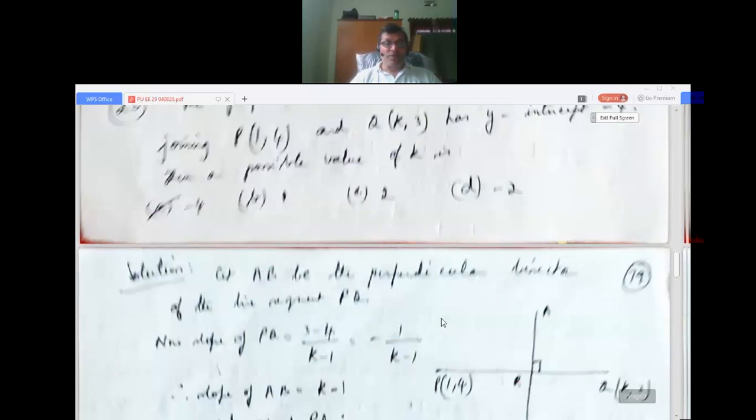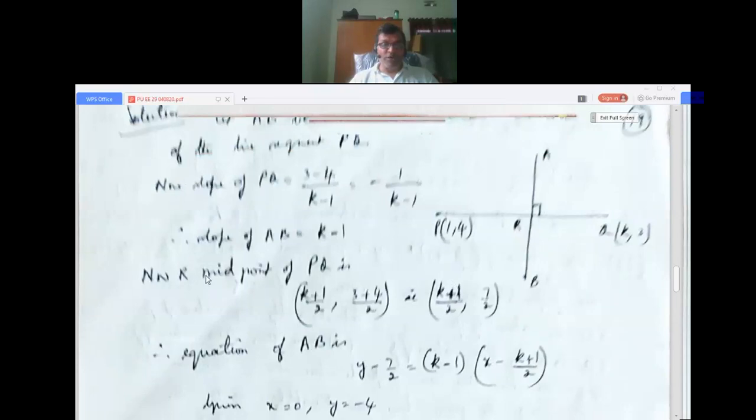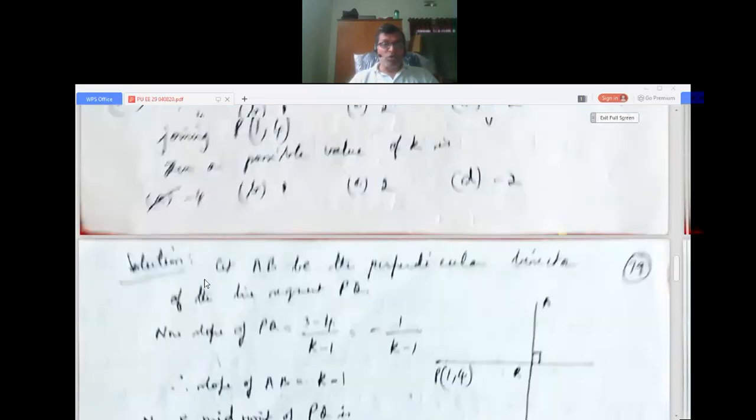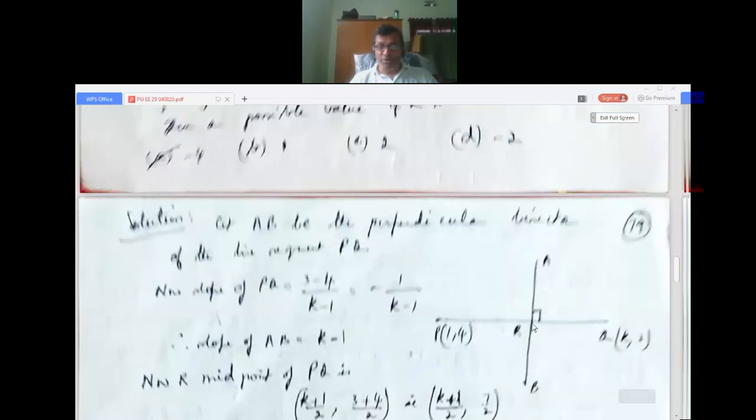Now see here, let AB be the perpendicular bisector of the line segment PQ. You can see here, segment PQ. Now the slope of PQ. AB is the perpendicular, and this is the midpoint. Okay, AB, this is some name. So PQ, the midpoint is taken as R.